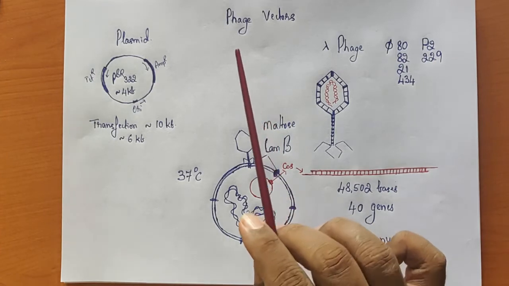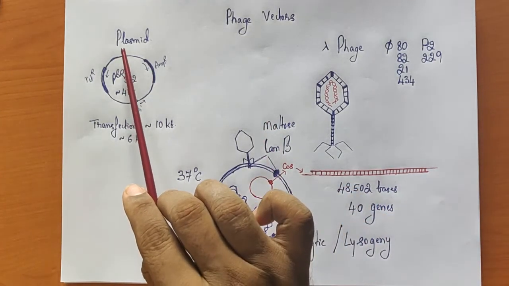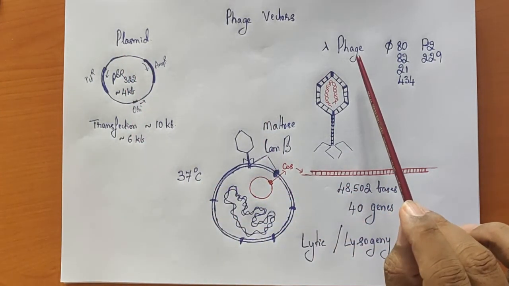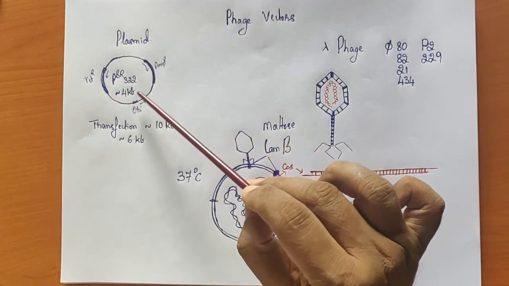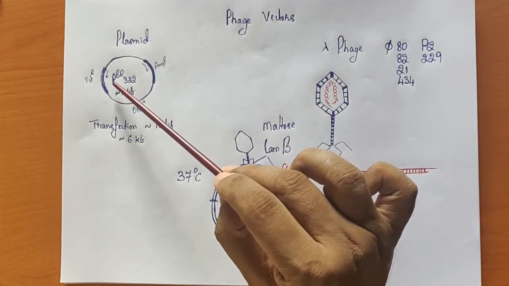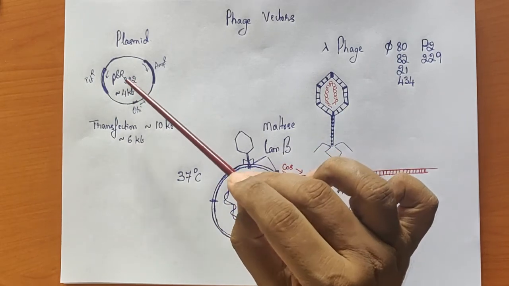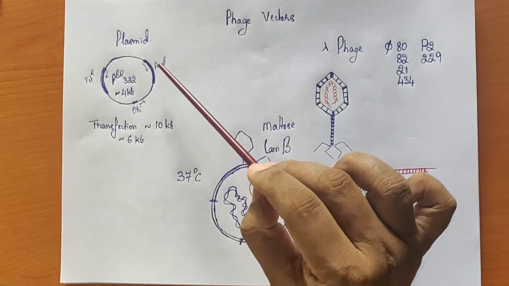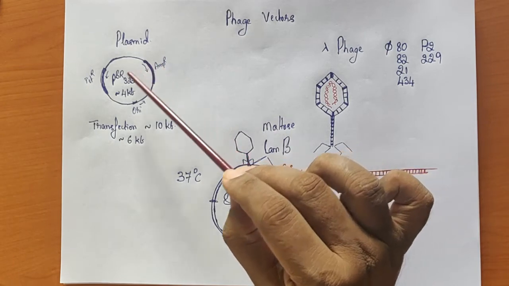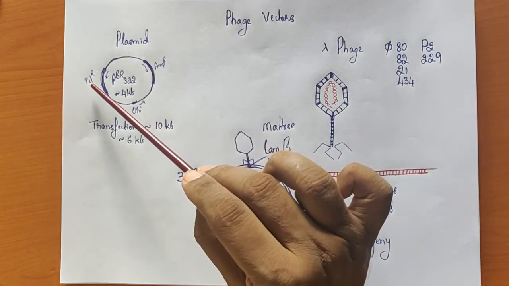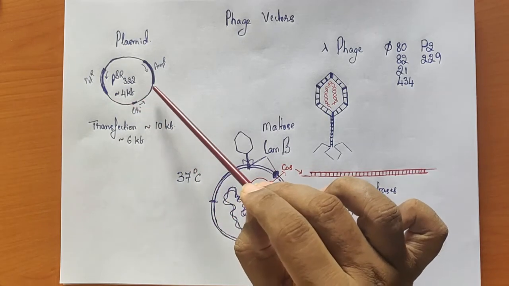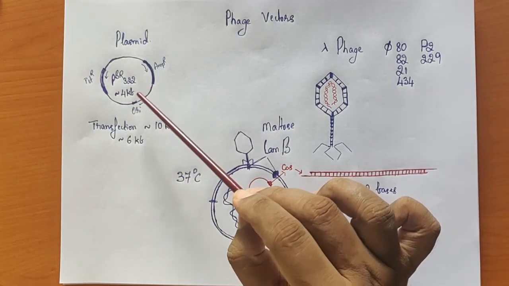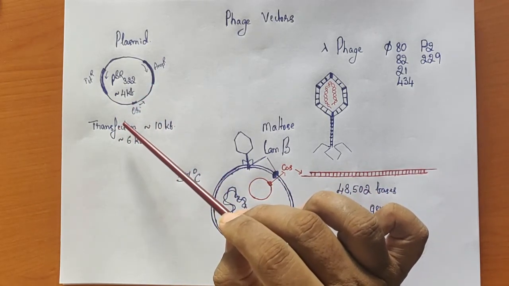Now I will compare the plasmid vector with the lambda phage. This is the plasmid pBR322. It has an origin of replication, an ampicillin resistance gene, and a tetracycline resistance gene. Whatever DNA we insert, we have to do the transfection into a host cell.